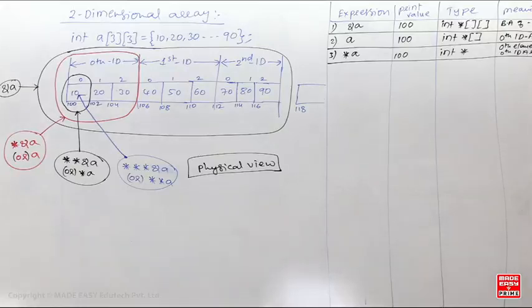The 0th element of the 0th 1D array. Very good. Write down everything, all the three things: print value, type, meaning. Write in a single line.